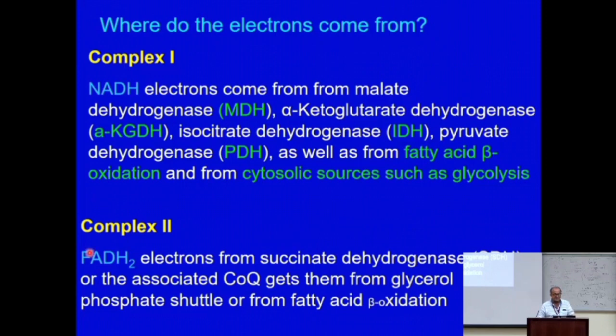The substrate for complex 2 is FADH2. Again, that's produced from succinate dehydrogenase in the TCA cycle and from fatty acid beta oxidation. So you have a lot of FADH2 in the matrix. It will start being oxidized at complex 2. You cannot exchange that. NADH always at complex 1, FADH2 always at complex 2. So that's what I mean by knowing the flow of electrons.